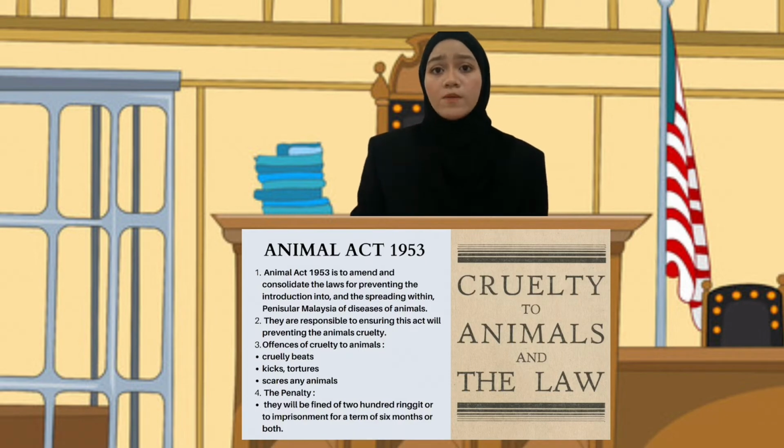However, the most common offense is cruelty to animals because of the weak enforcement. There are a few offences of cruelty to animals that often happen, which is cruelly beating, kicking, torturing, or scaring any animal, whether tame or wild. Those who are found guilty of committing the crime will be fined 200 ringgit or imprisoned for a term of 6 months, or both.